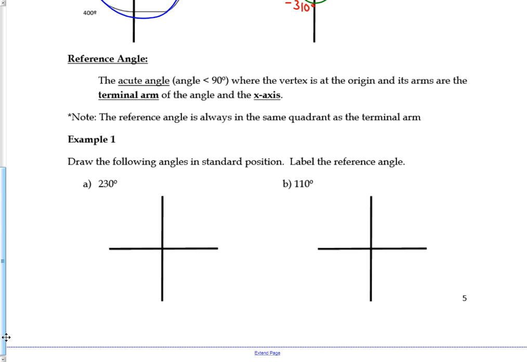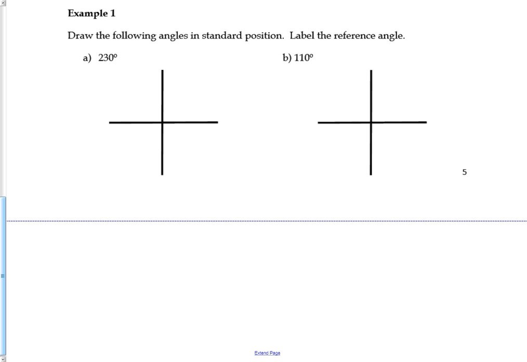We talked about reference angles. One thing I didn't really say is that a reference angle isn't always acute. It's less than 90 degrees. Because it's the angle between the terminal arm and the x-axis, it'll always be under 90. Your reference angle is always in the same quadrant as the terminal arm. So let's look at these guys.